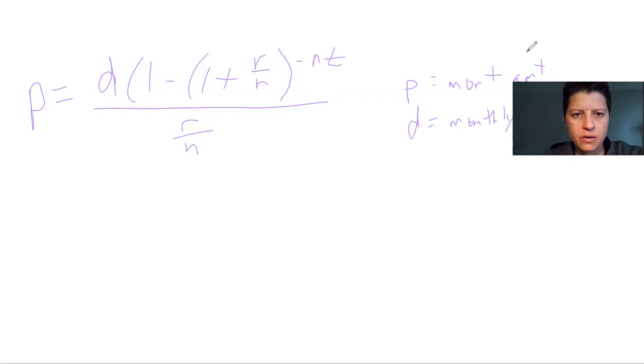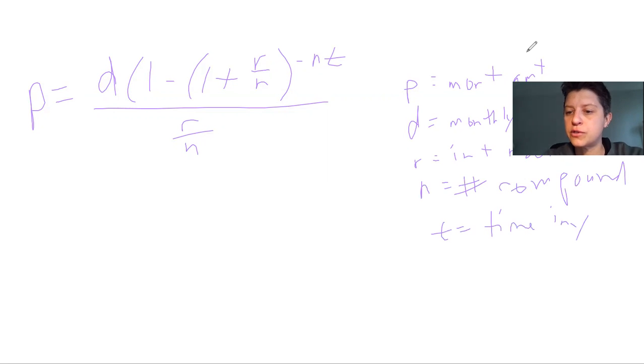And that monthly piece is going to be important. R is your interest rate, right? And N is the number of times compounding, which we already said monthly, so that kind of gave that away. And then T is your time in years.